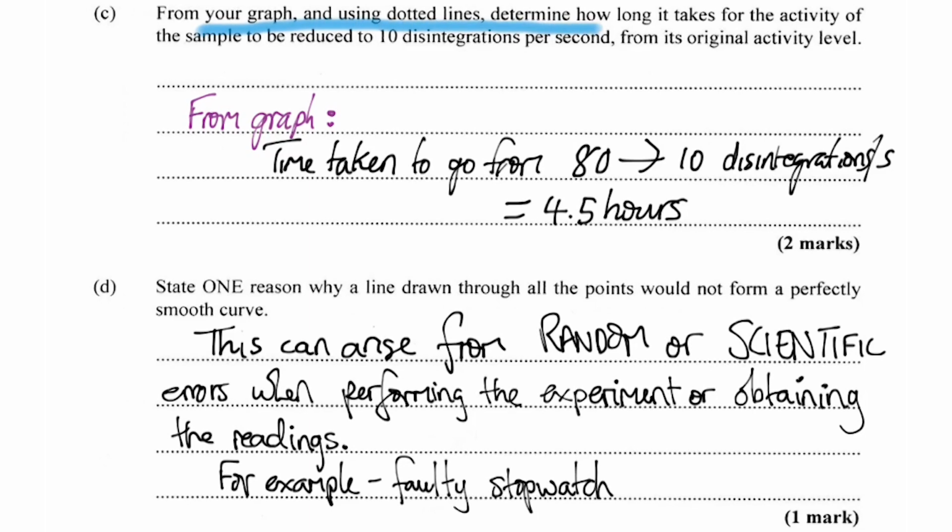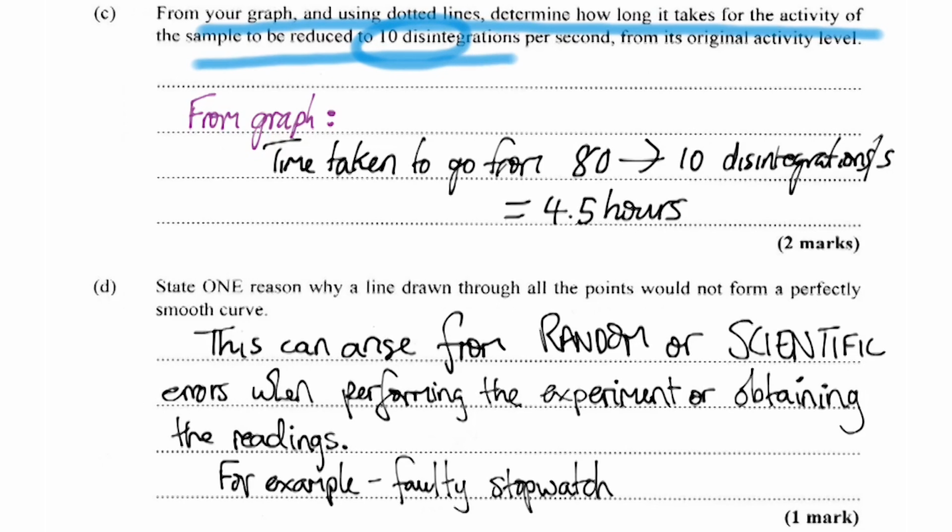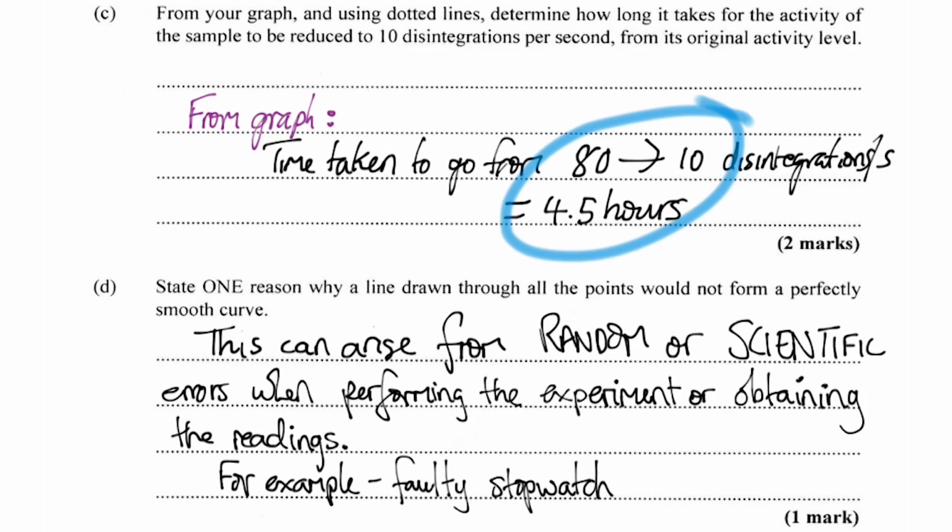From your graph and using dotted lines, determine how long it takes for the activity of the sample to be reduced to 10 from its original level. So from the graph, you just draw a line. If you watched just now, I had that line already.